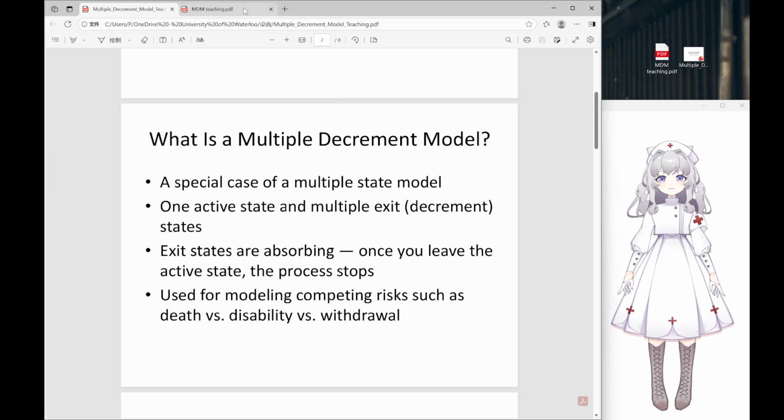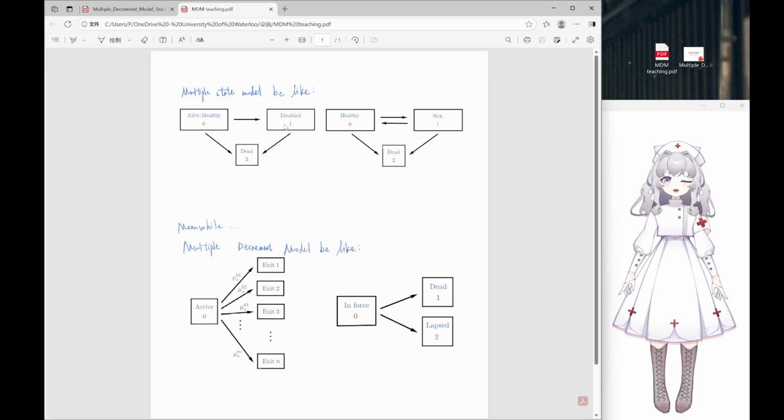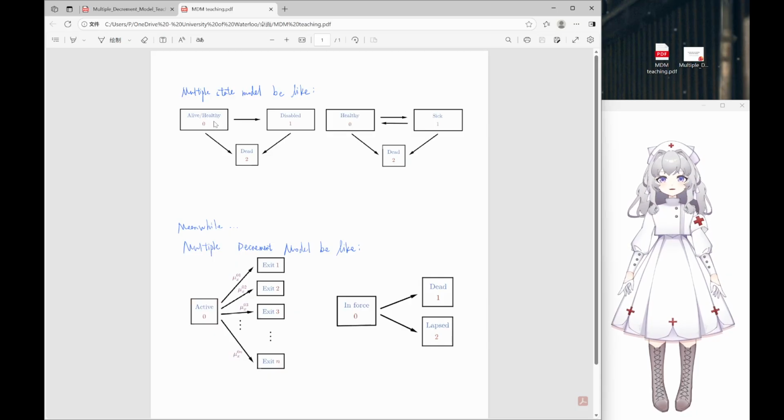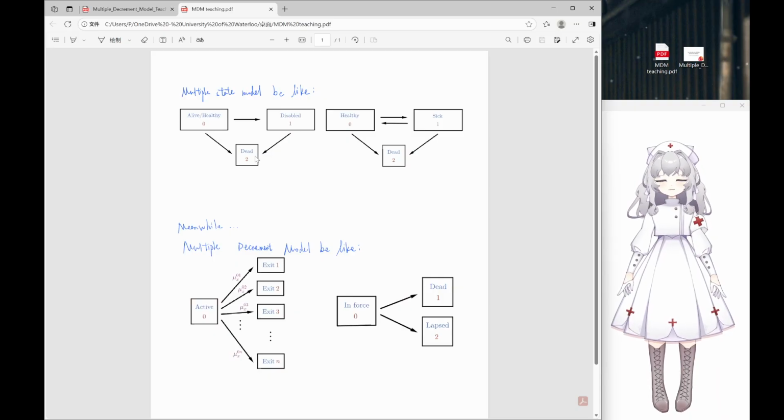Let's see some examples here. We see here a two-state multiple state model, where a person can be alive and healthy, which we call state 0, and may become disabled, moving into state 1. Here we have a transition from state 0 to state 1, and people can die at both times, so they can always be transitioned to state 2, which is dead.